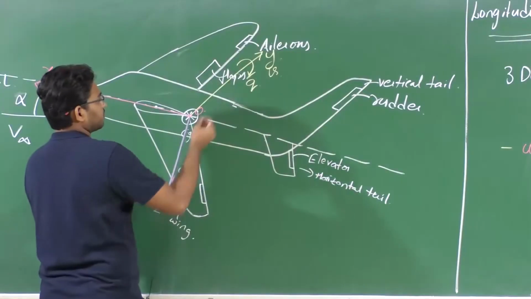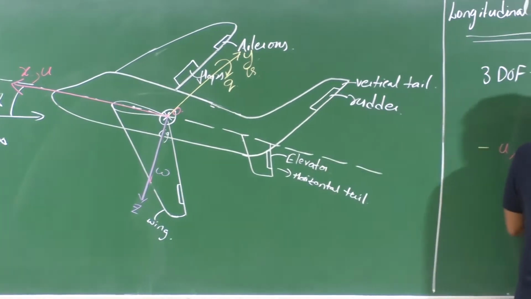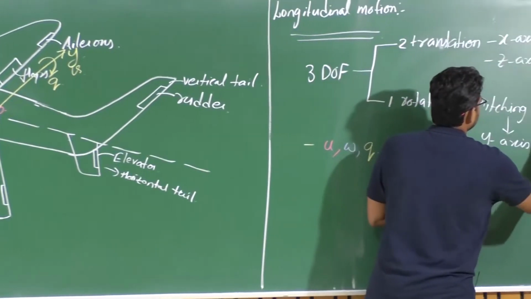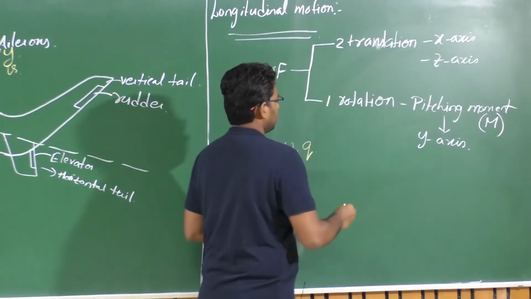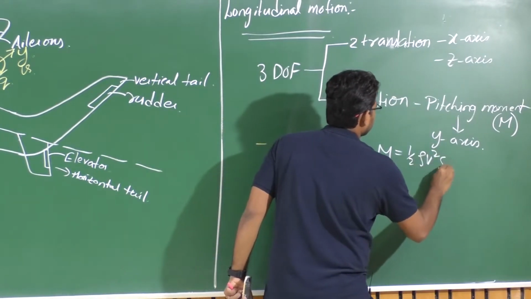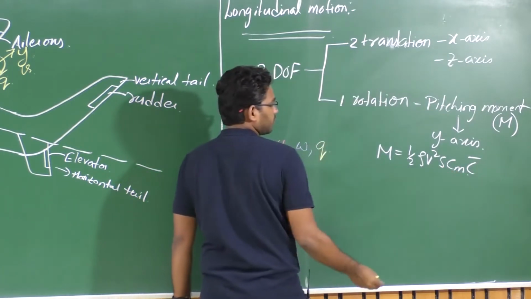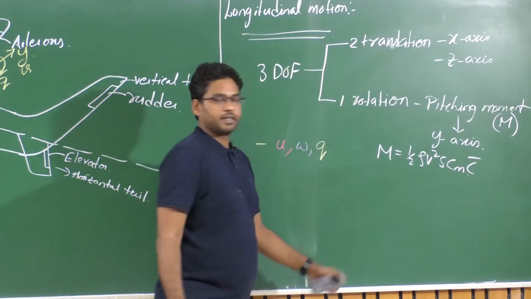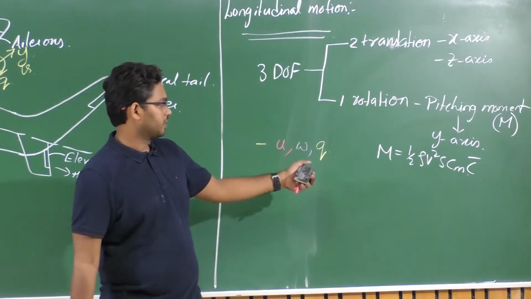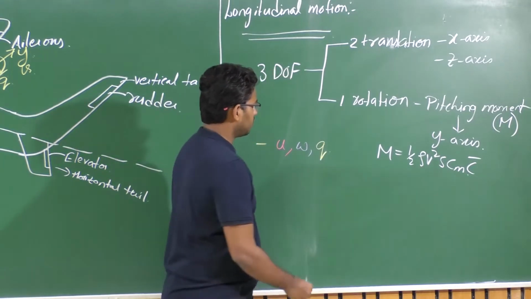So because of this pitching moment, let this pitching moment in the longitudinal plane be denoted by capital M, which is given by half rho V squared S Cm, where Cm is the non-dimensional pitching moment coefficient, multiplied by the characteristic length along this longitudinal axis, which is the mean aerodynamic chord of this wing, right?